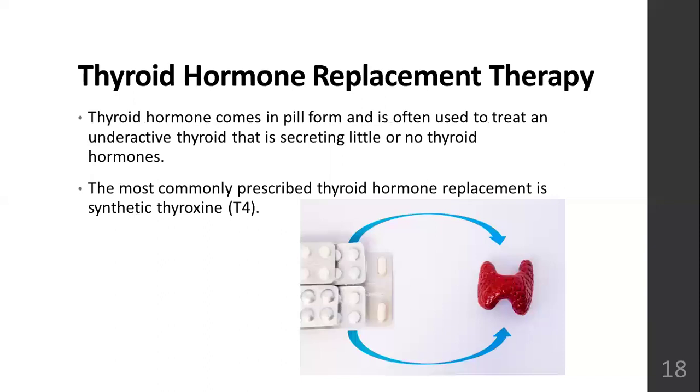And thyroid hormone replacement therapy, thyroid HRT. Thyroid hormones come in pill form. We have learned that earlier. Levothyroxine is the pill used as a treatment for underactive thyroid or hypothyroidism. When your thyroid gland cannot secrete any hormone, this pill is prescribed, and this is the most commonly prescribed hormone replacement for thyroid hormone, thyroxine. Levothyroxine is the generic name of that pill.